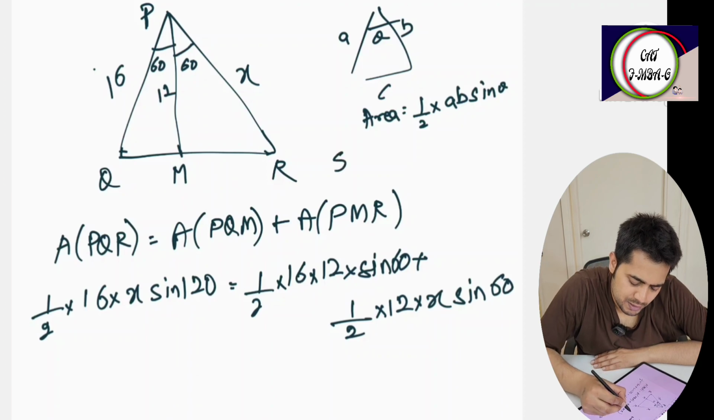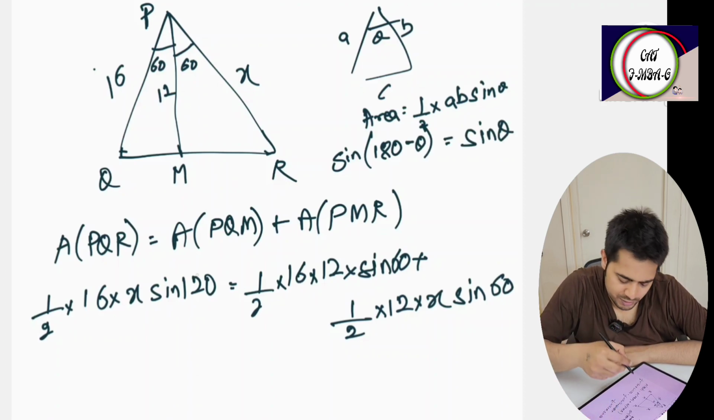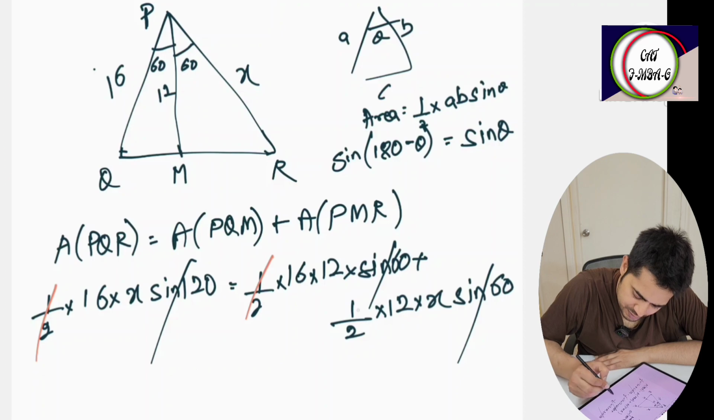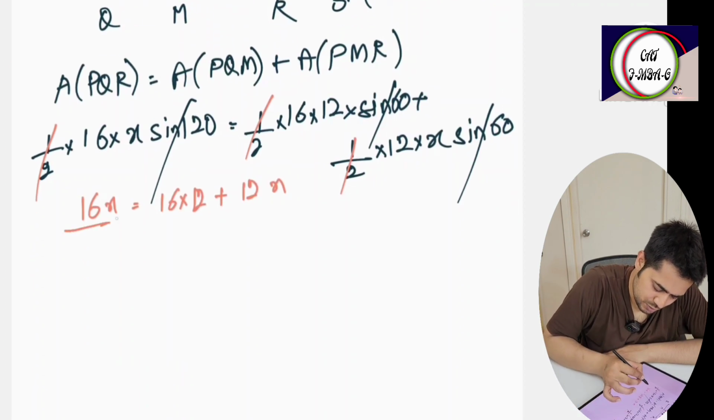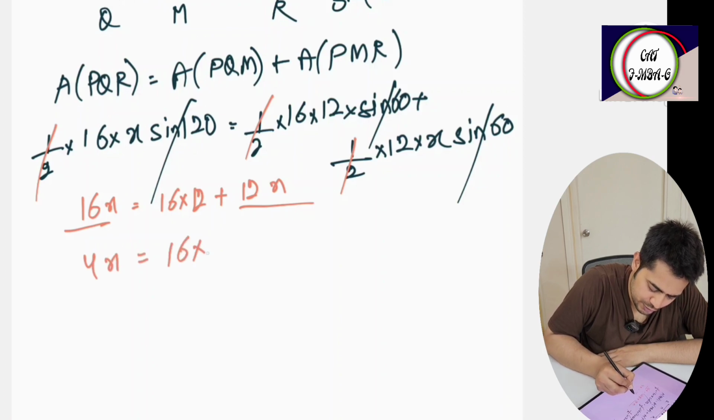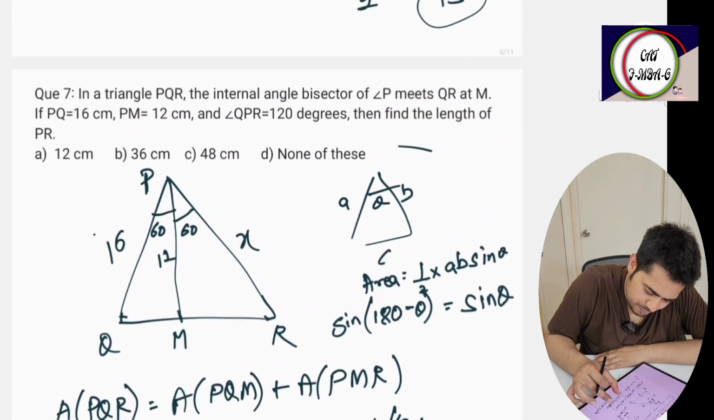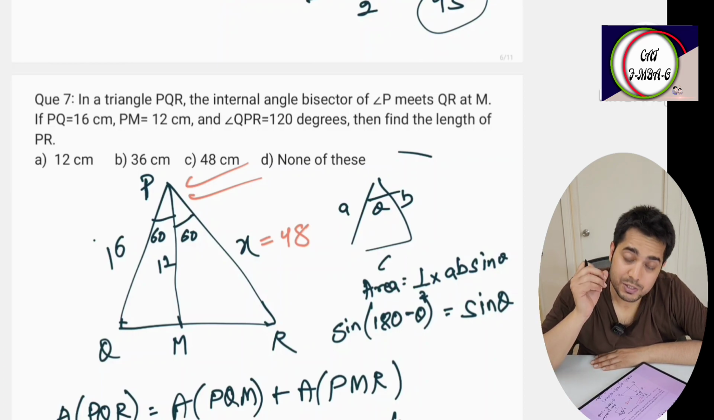Now with sine there is a property, sine 180 minus theta is equal to sine theta. So sine 120 is equal to sine 60. So this gets cancelled. Half gets cancelled. So 16x is equal to 16 into 12 plus 12x. So 16x minus 12x, 4x is equal to 16 into 12. X is equal to 16 into 12 divided by 4. It is, x is coming as 48. Yeah, this is 48 centimeter. Option C is the right answer. Let's move ahead to the next question.